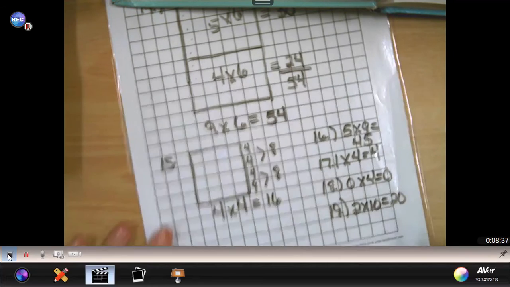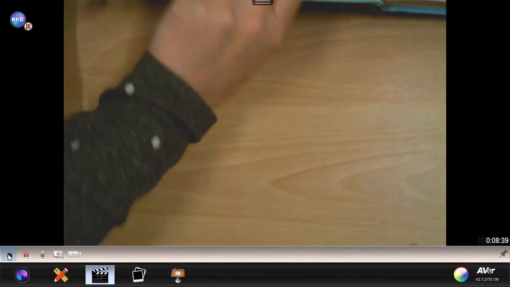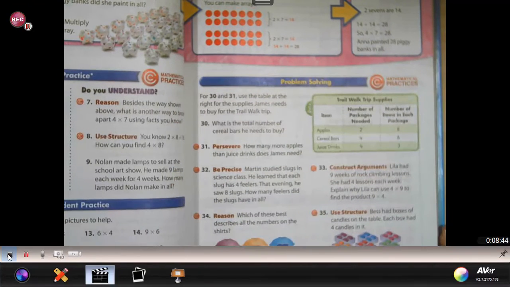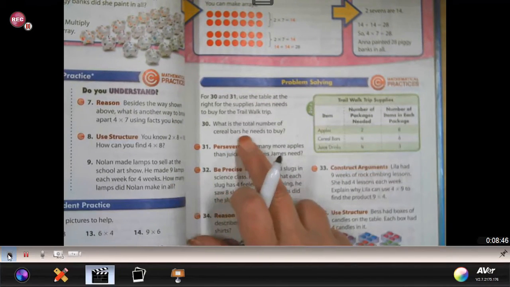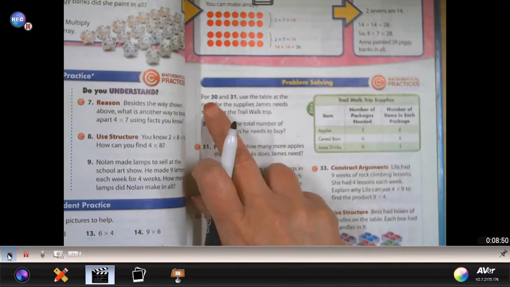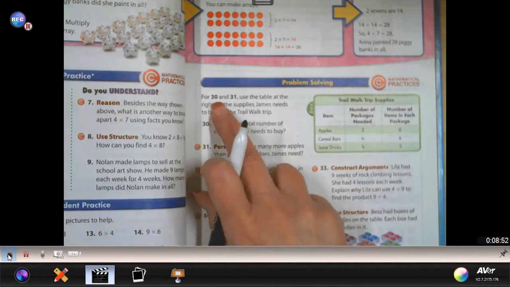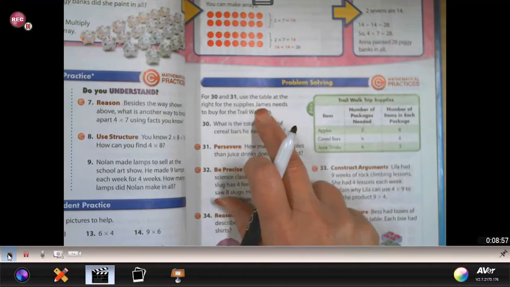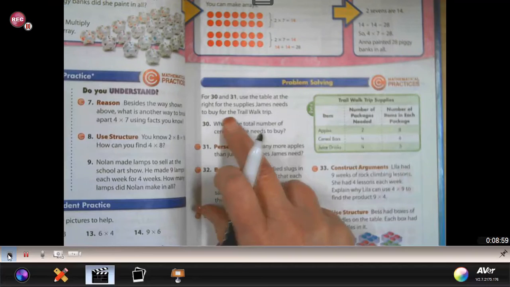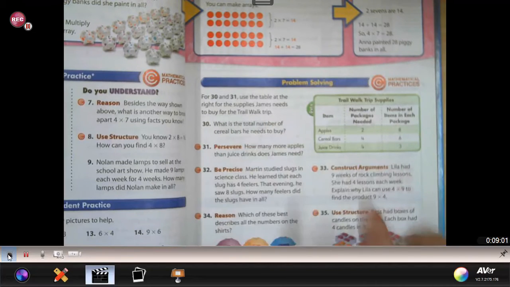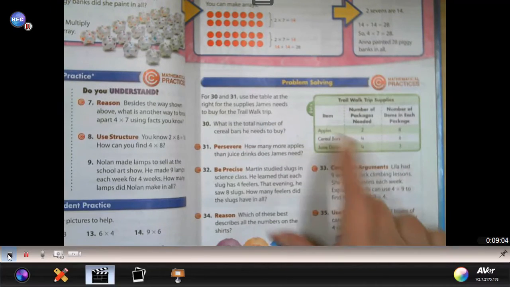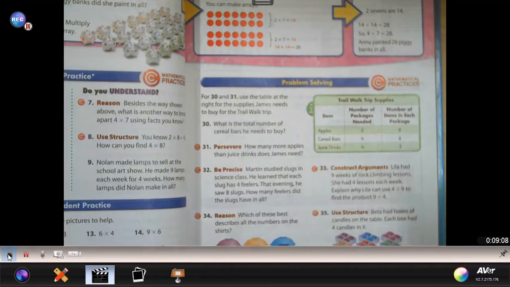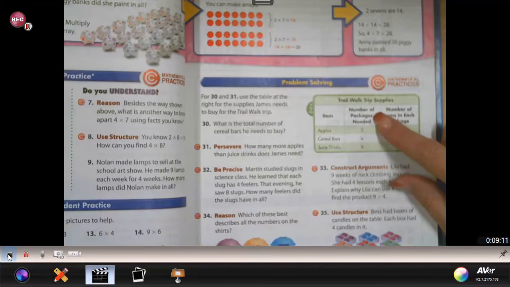On number 30, we can take a look, and it says, what is the total number of cereal bars he needs to buy? So let's read our directions for this part. It says for 30 and 31, use the table at the right for the supplies James needs to buy for the trail walk trip. So he's going to buy apples, he's going to buy cereal bars, and he's going to buy juice drinks. Notice how we have packages here.